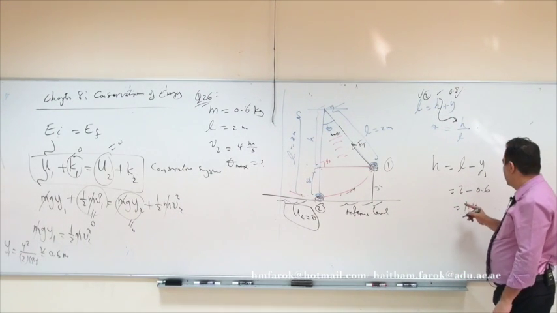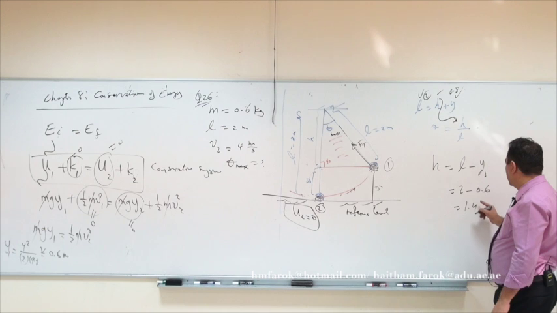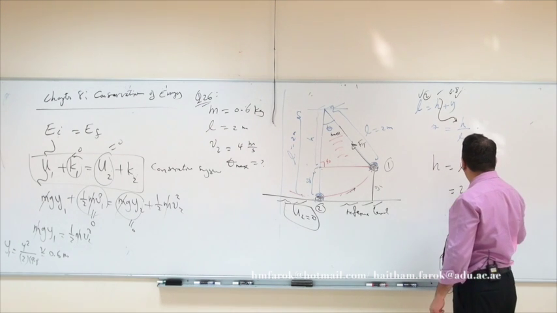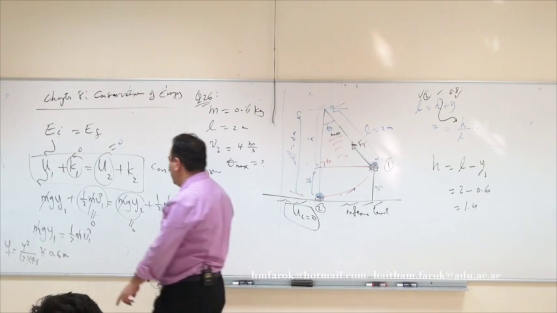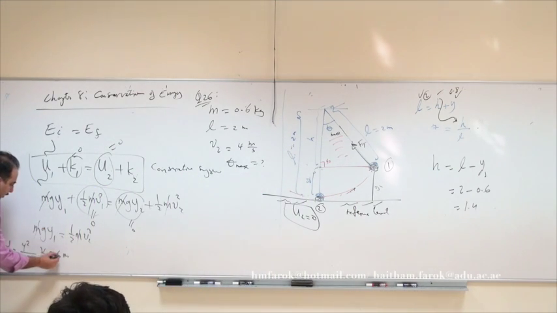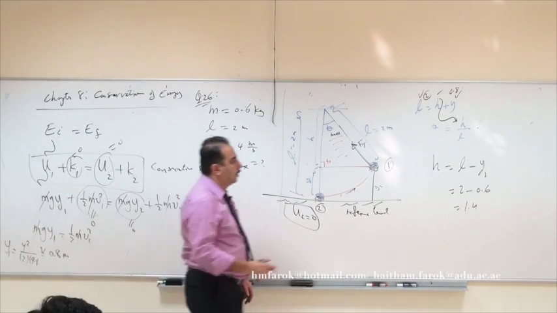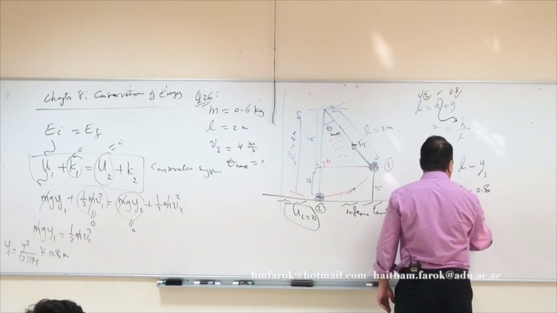Let's see. 0.8. Because 16 over 20. Where is 16? What are you talking about? This is 0.8? Yeah. Sorry. 1.2.